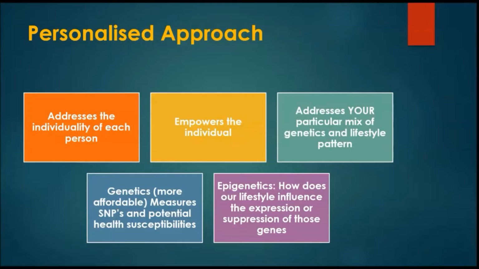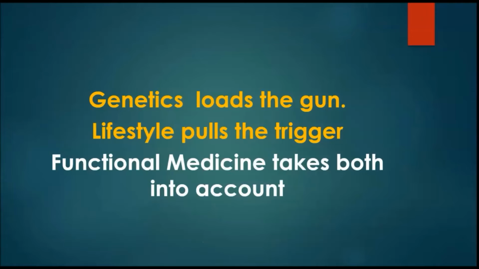So with epigenetics, we're looking at how does our lifestyle influence the expression of these genes, SNPs, or the suppression of those genes. So for example, they found that certain plants can help to hide or suppress certain oncogenes, so genes that are promoters of cancer, for example. And there's a lot of information now. The science of epigenetics is a growing science.